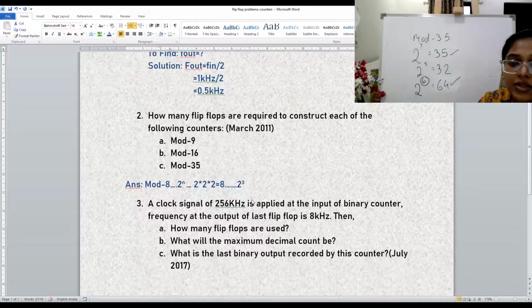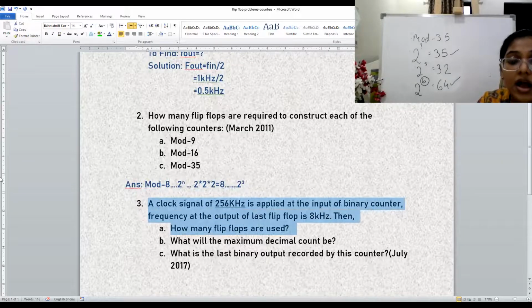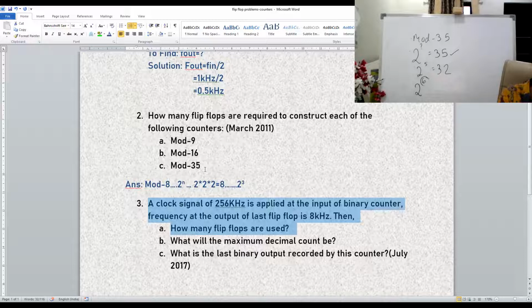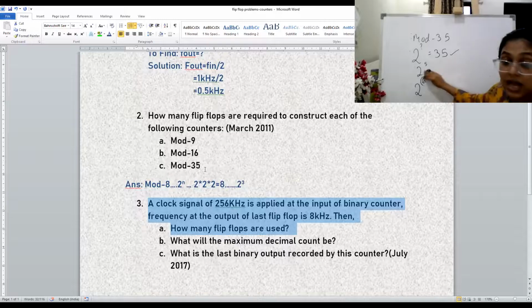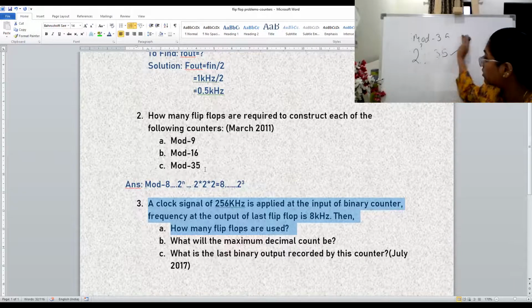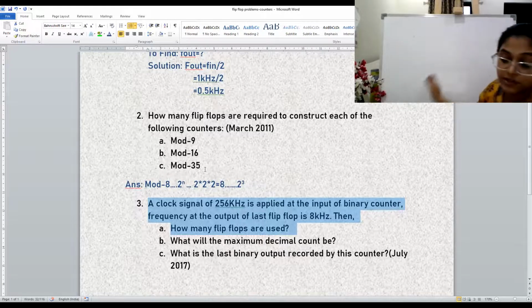So coming to the last problem, last numerical. Okay, a clock signal of 256 kilohertz is applied at the input of a binary counter. Frequency at the output of last flip flop is 8 kilohertz. कितने flip flops हैं हमको बताया नहीं गया है. How many flip flops are there?